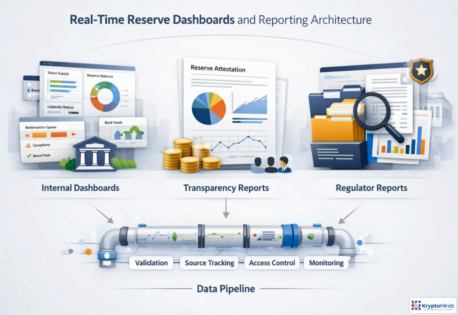Reserve reporting serves different audiences with different needs. Operators need live signals, supply, reserves, liquidity, redemption queues, exceptions, and feed health. Public reports need tighter scope, timestamps, and alignment with legal disclosures or attestations. Regulators may need deeper evidence, transaction history, asset composition, and control records. The pipeline matters as much as the dashboard. Validate inputs, track source lineage, show freshness, and restrict access so every number can be trusted.